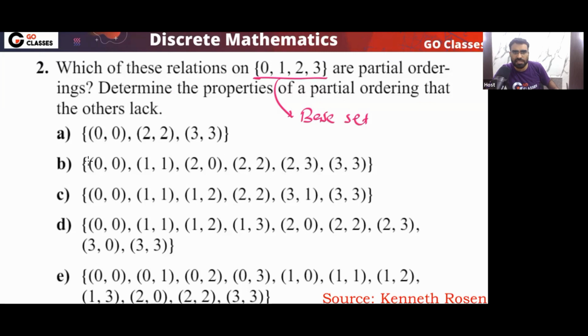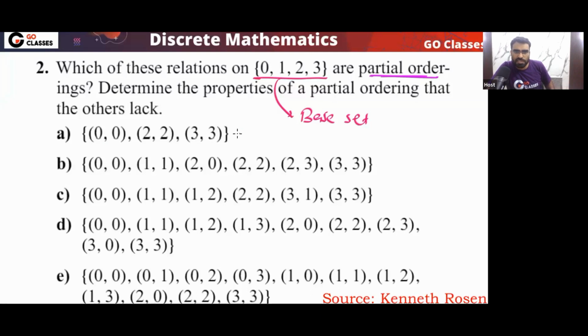So, which of these relations? Some relations are given to you. Which of these relations are partial order relations? For partial order relation, which properties should you check? You should only check reflexive, antisymmetric, transitive.